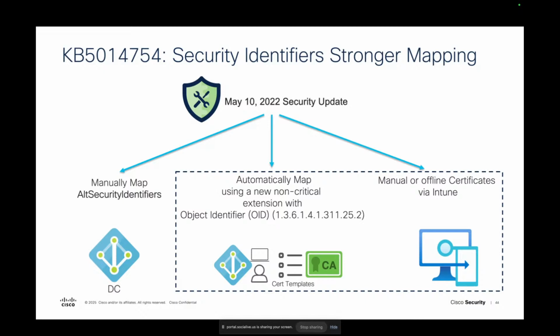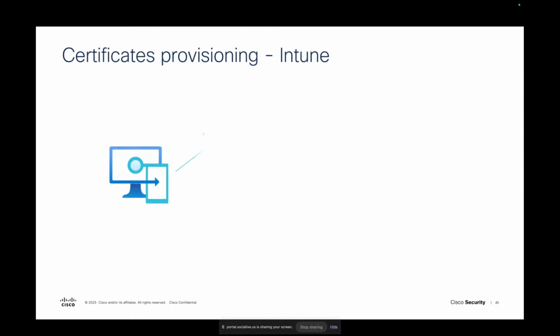If you are managing all these devices via Intune, for manual and offline certificate provisioning through Intune itself, you can also add these security identifiers into the certificate. So that is what we were supposed to update the ISE with. How do we provision the certificate from Intune?